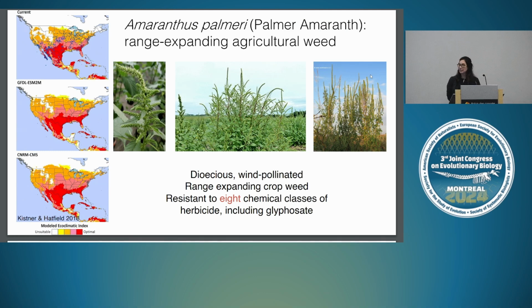So the study system we have been working with is Amaranthus palmeri. This is an agricultural weed that is expanding its range. It's one of the top 10 crop weeds in the United States. It is wind-pollinated and dioecious, so it has separate sexes. And it is resistant to at least 8 different chemical classes of herbicide, including glyphosate. So this weed is very problematic for our producers, and as an evolutionary biologist, it's also a prime candidate for understanding rapid evolution.